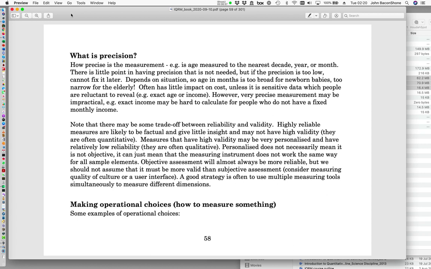And usually there isn't too much impact on cost unless it's sensitive data which people are reluctant to reveal. So for example, if we're asking people their age or income, they may not be very happy to tell you their exact age or their exact income. But we do have to be careful because sometimes very precise measurements may not be practicable. For example, if we want to know people's income, that may be quite hard to calculate for people who do not have a fixed monthly income.